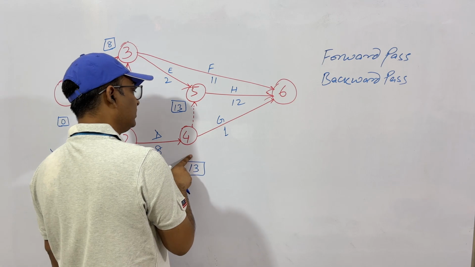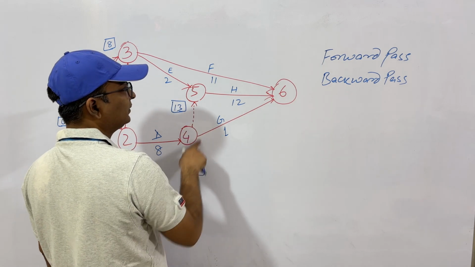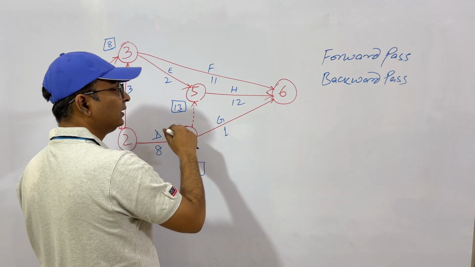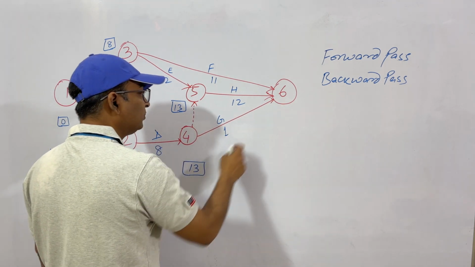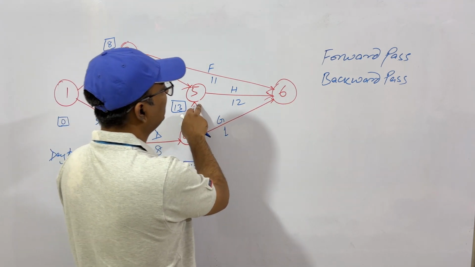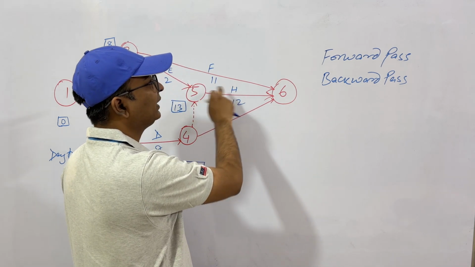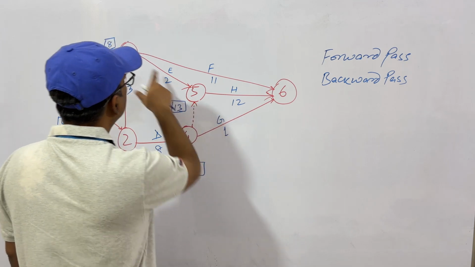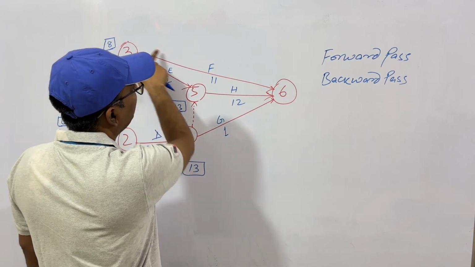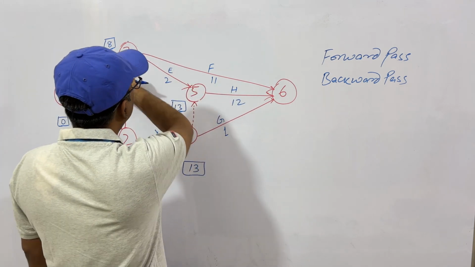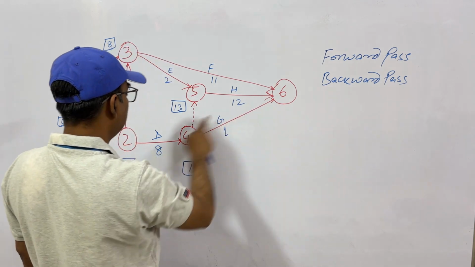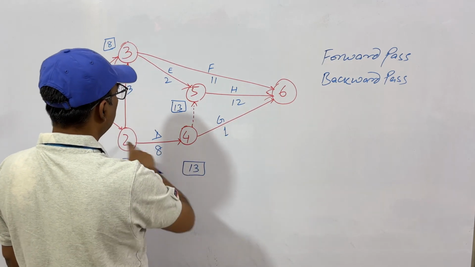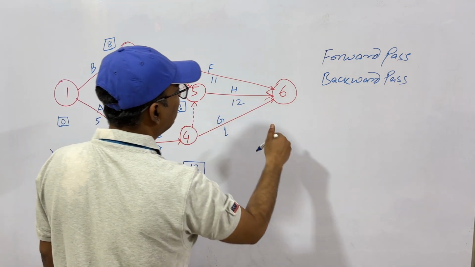Now come to this activity. See, we have reached here on 13th day. From here to here, this activity takes only 1 day. But can you complete this work in 13 plus 1, 14 days? No. Why? Because from 13 you have another 12 days for the activity H. So this is 13 plus 12. Now let's see which is the maximum. Here it is 8. 8 plus 11 is 19. So if you go by this path, you can reach here in 19 days. If you go by this path, you can reach here by 14th day. And if you go by this path, 13 plus 12, that will be 25.